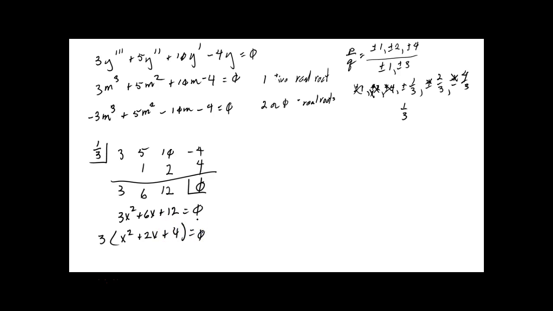Now, obviously 3 is not 0, so let's try this one. X squared plus 2x plus 4 equals 0. Do you think you can factor that? Yep. Okay, what would it factor as?